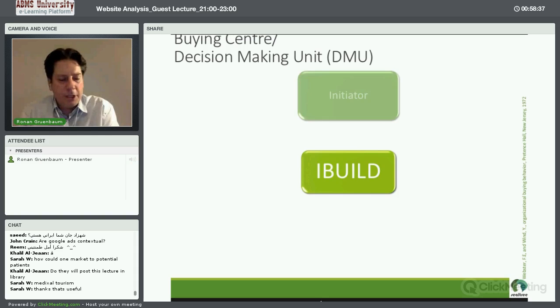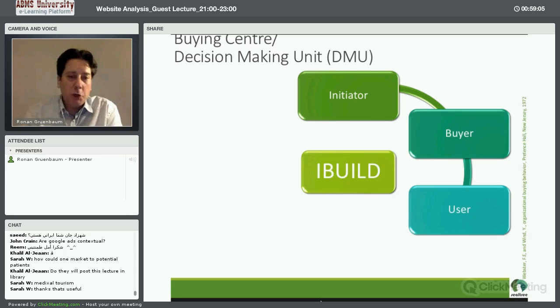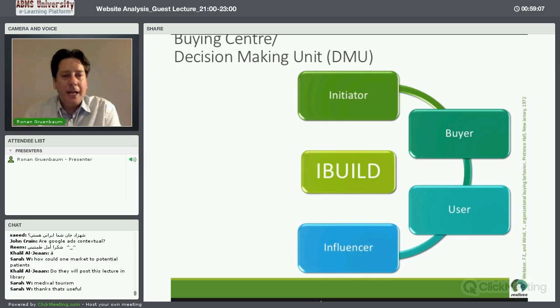So the first one will be the initiator. This is the person who says, I need a new computer in the organization. I need a new computer because this one's broken. Or it might be your boss saying, you need a new computer because I'm sick of waiting for you to open that Excel file, which takes 4 hours to open every time I come and ask you for a meeting. The buyer might be the procurement department. It might be your IT department. It might be a large organization. The user is you. You're the one who's going to have that computer.